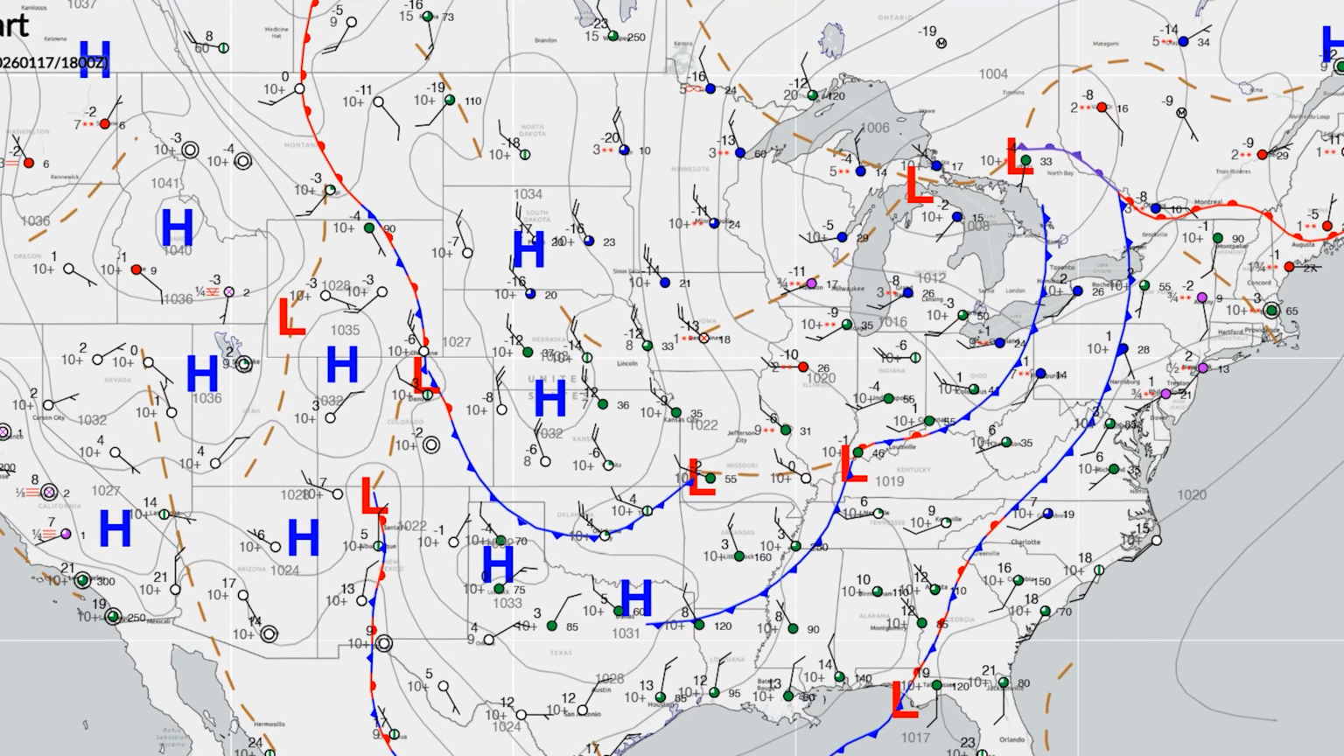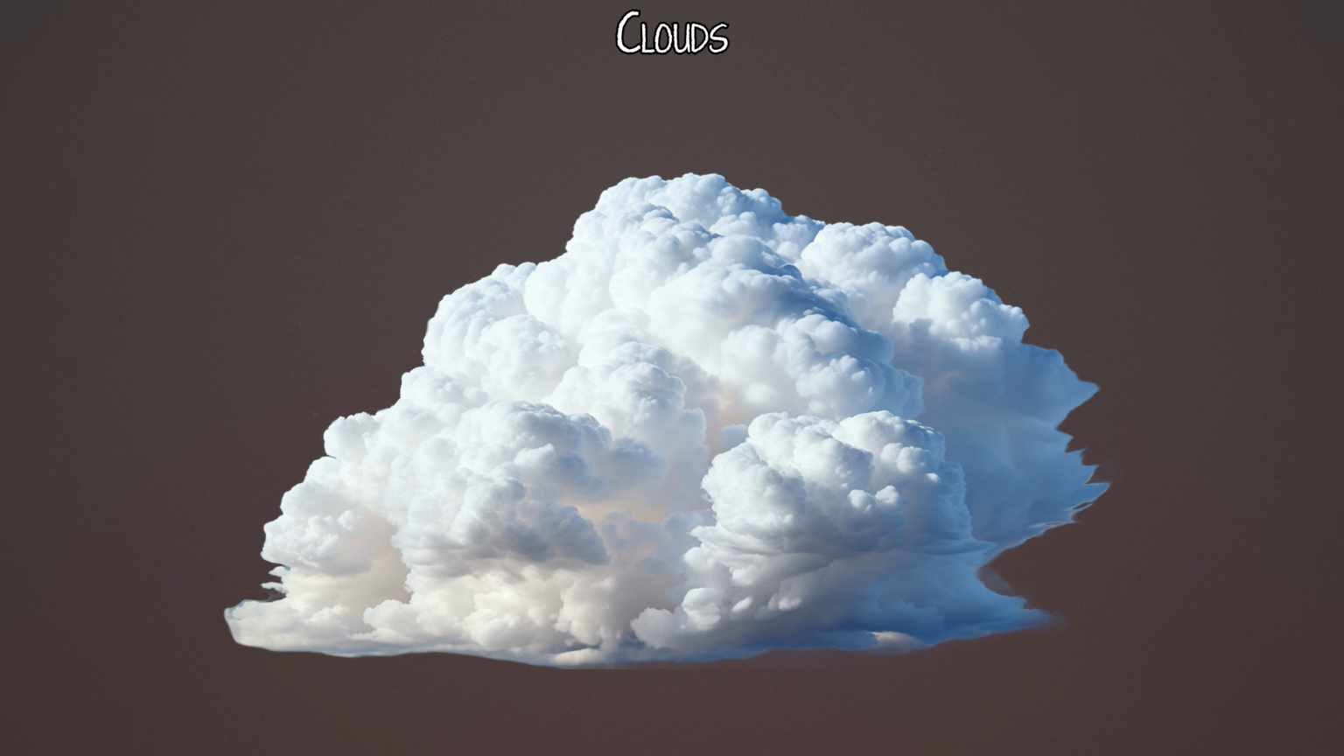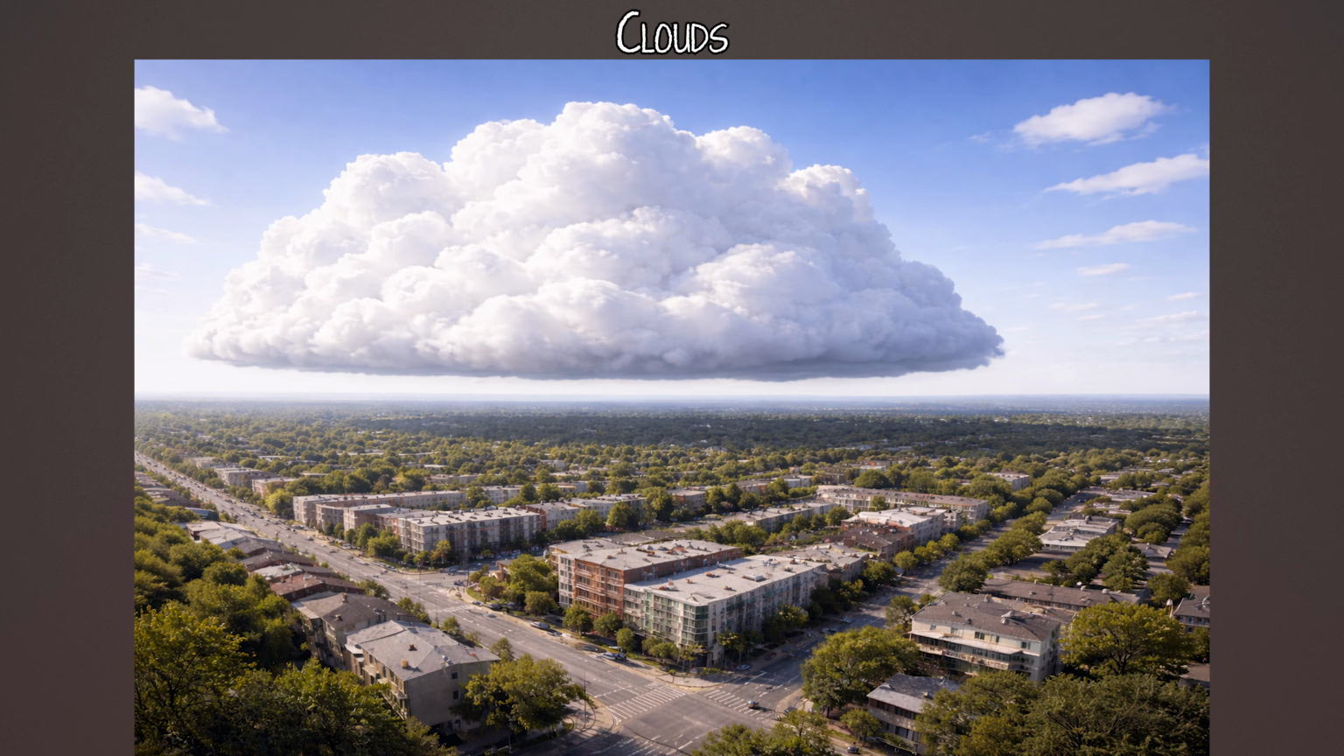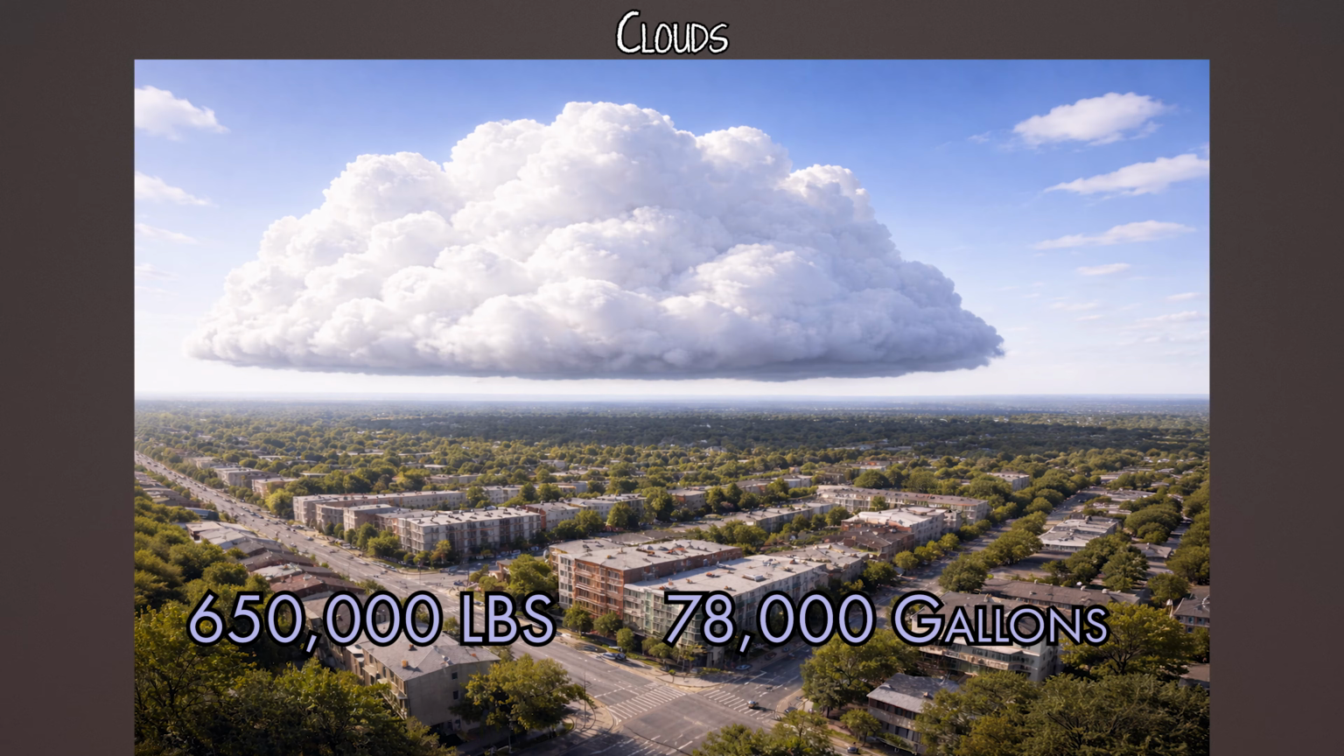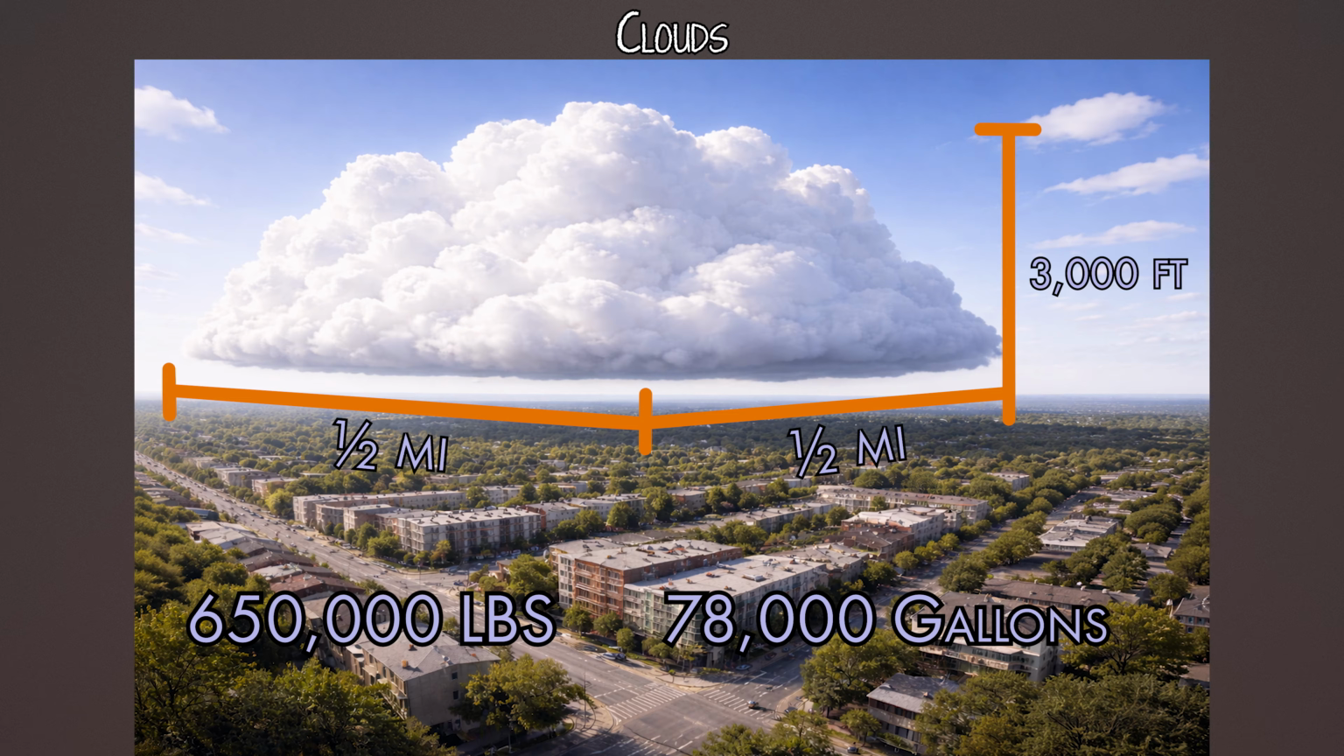Now that we've seen the chart, let's talk about clouds. Have you ever wondered how much a cloud weighs? This classic fluffy cloud weighs about 650,000 pounds and contains about 78,000 gallons of water. We're talking half a mile long by half a mile wide and about 3,000 feet tall, which is what a normal fair weather cloud is.